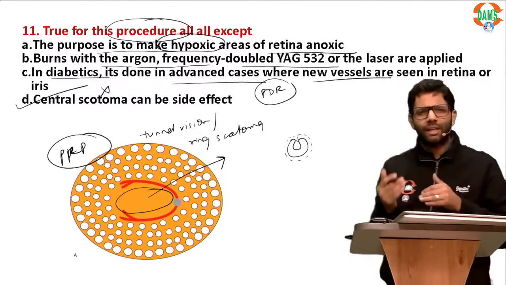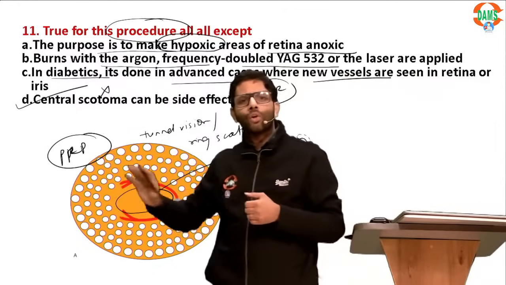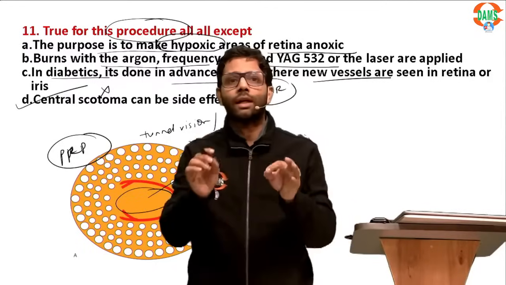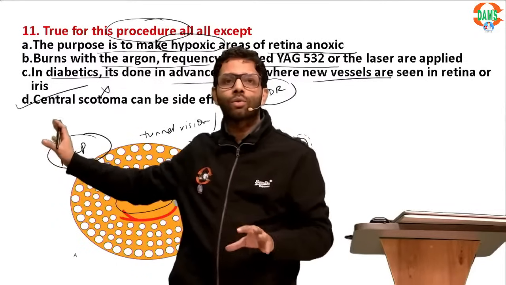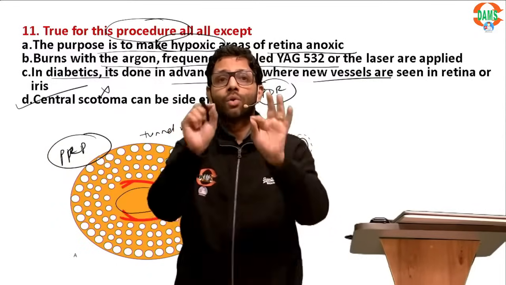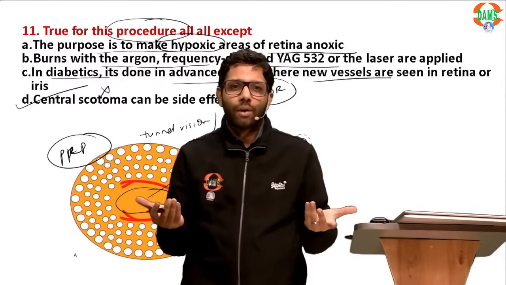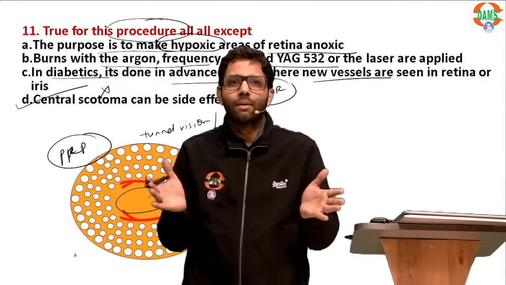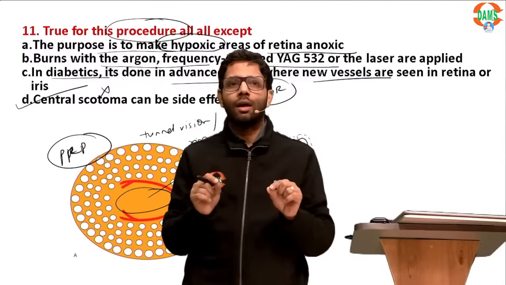And one more, a very difficult question. I don't know if you will be able to solve it or not. What are you doing over here? Which layer of the retina are you putting burns to? All these are burns, 2500 to 3500 burns in multiple sittings. Which layer are you aiming the burns at? Difficult question, but I have not told this to anyone. Sometime in class I will tell you.